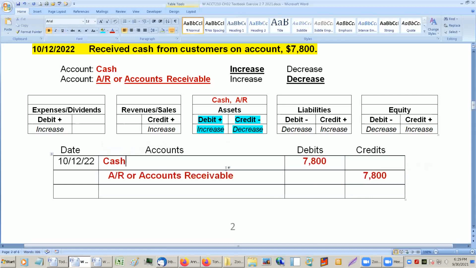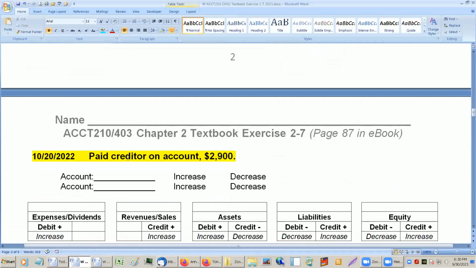So even though it's trading one asset for another, this journal entry isn't going to change your total assets, they're going to stay the same. One asset goes up, one asset goes down, but it's okay.